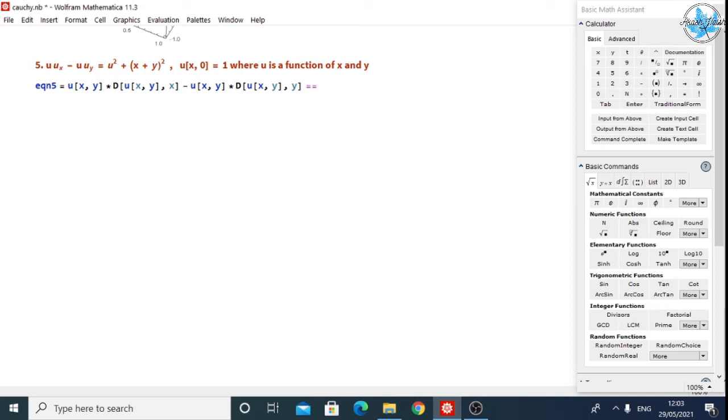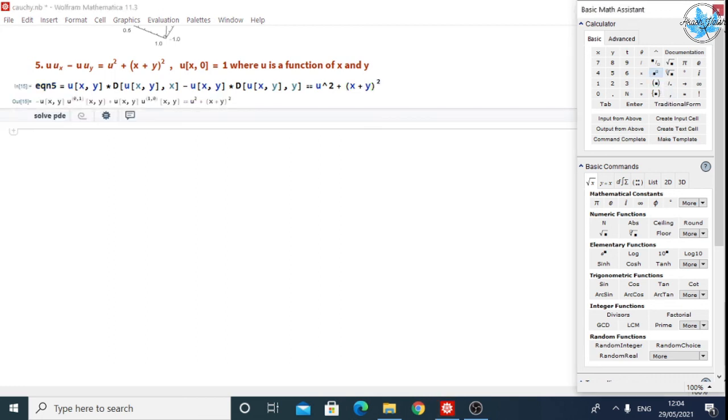How you will write the u square? Here u is your dependent variable. For this you will write simply u square, okay, then plus x plus y square is given. So for this use this palette section x plus y, yes, then shift plus enter, then see this will be our equation which is stored in equation 5.